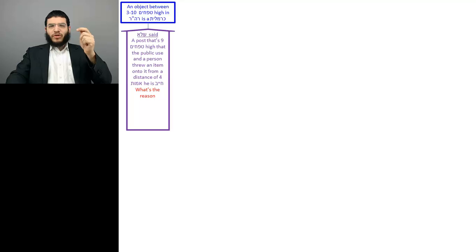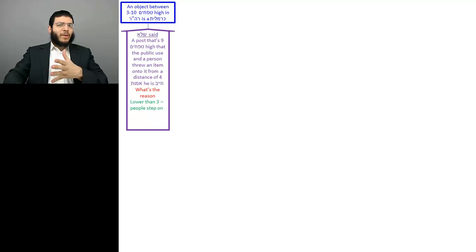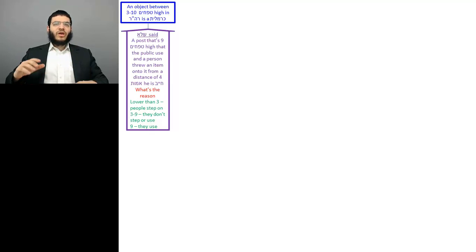So he goes through different categories of heights that this post could be. And he says, if this post were to be lower than 3 tefachim, then people step on it. People would walk and step on the post, and therefore, since the public use it as part of the public area, it's considered part of the Rishus HaRabim. If it's 3 to 9 tefachim high, then they don't step on it because it's too high to step on. They don't need to use it. A person's not going to place something onto it because it's too low down to bend down and place something onto it. And if it's 9 tefachim, then mikatfim olav. They use it, they're going to place their objects on it. And as a result, since the public use it, it's considered part of the public area.